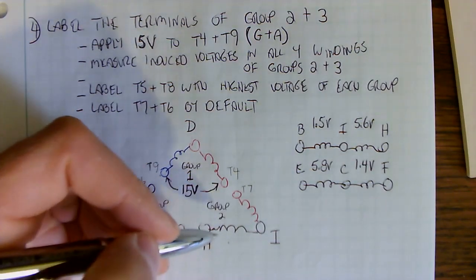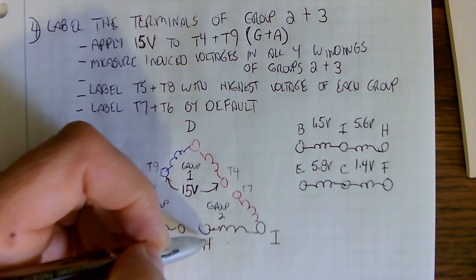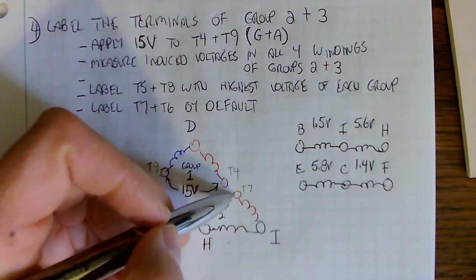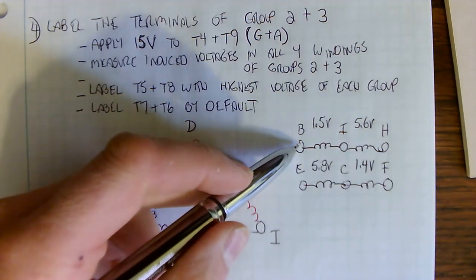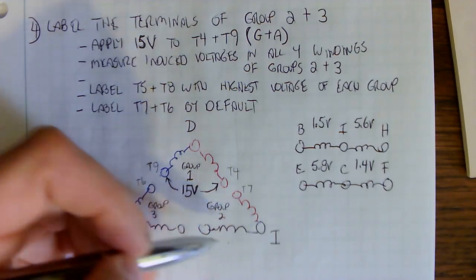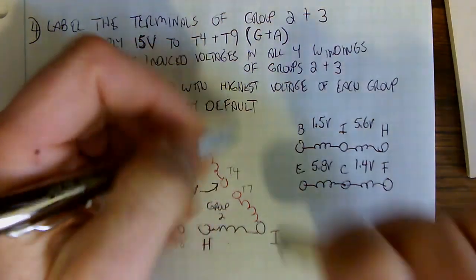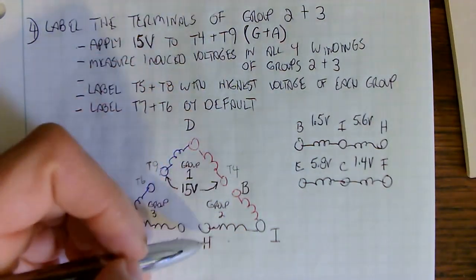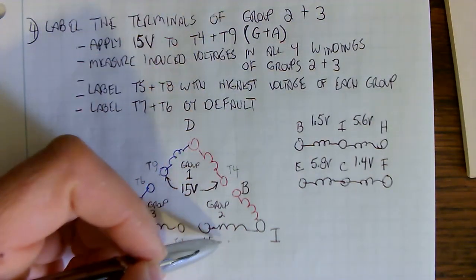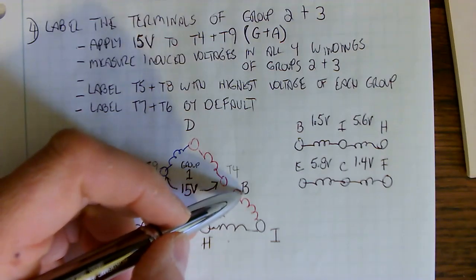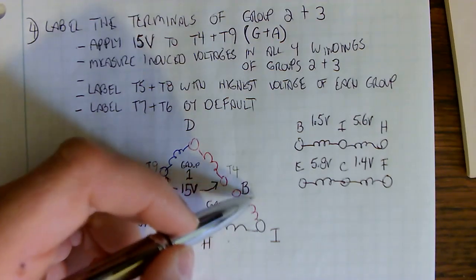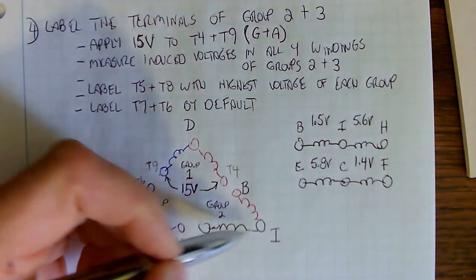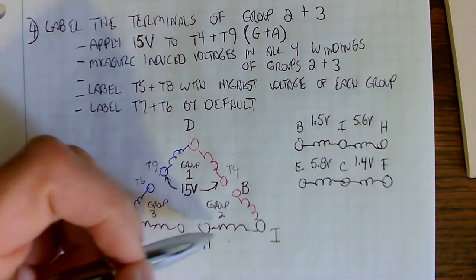Now, by default, and I'm skipping to this step here, I can label T7 because I know that the B letter is attached to I on the other side of H. So this has to be the B letter because H and I have the highest voltage across it. Now the 1.5 volts between I and B, it's important in the sense that it's less than 5.6, but that's it. We're just looking for the highest voltage across this winding here.